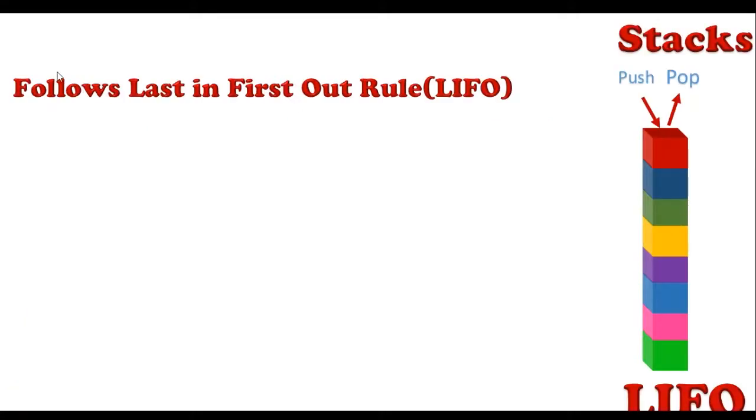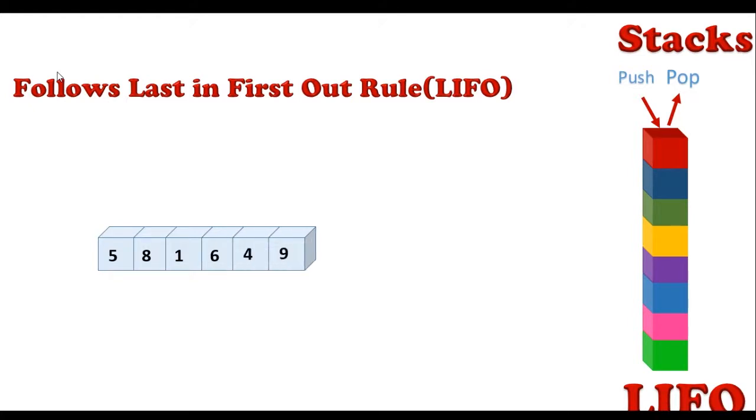Let's have a look at how numbers get stored. First, the number 5 is stored, next the number 8, then 1, and so on. Each number gets inserted at the top position of the list.